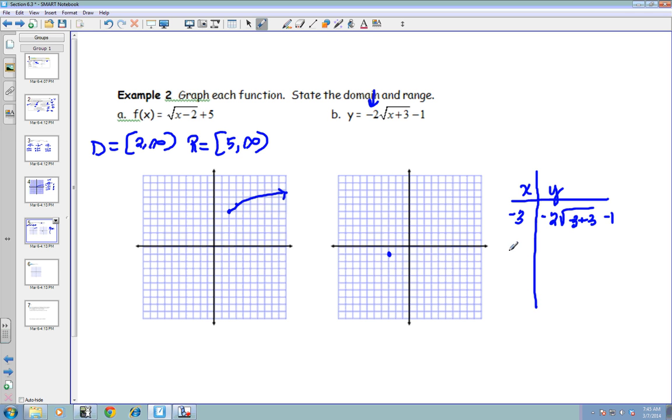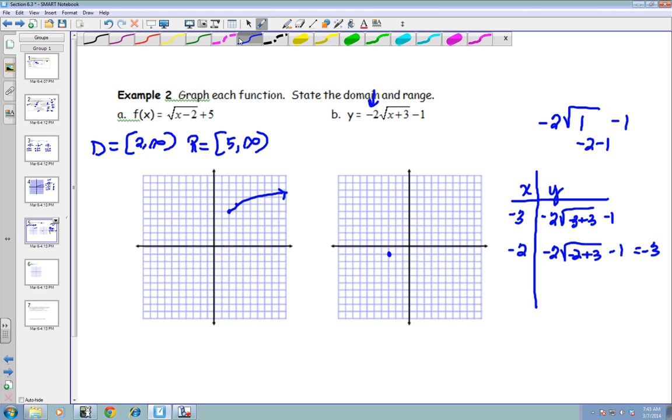Let's choose -2. So I'm going to plug -2 in. I'm going to work it out here: -2 plus 3, so that's 1, minus 1, square root of 1 is 1. So that's -2 minus 1, so that's -3. So I have the point -2, -3.